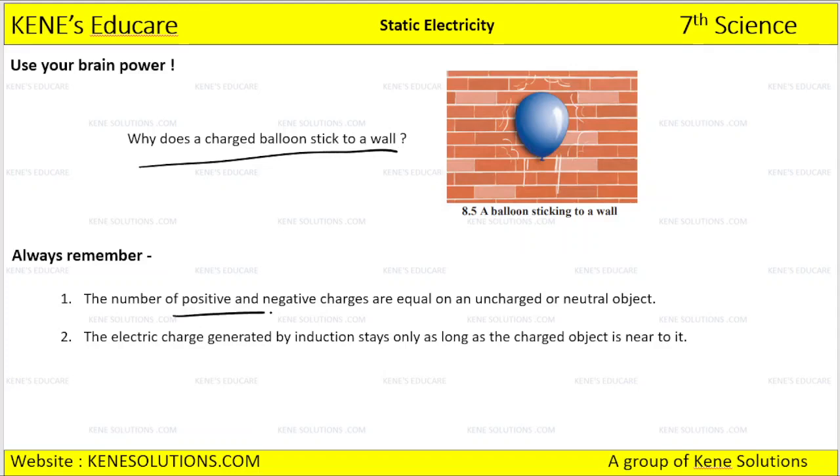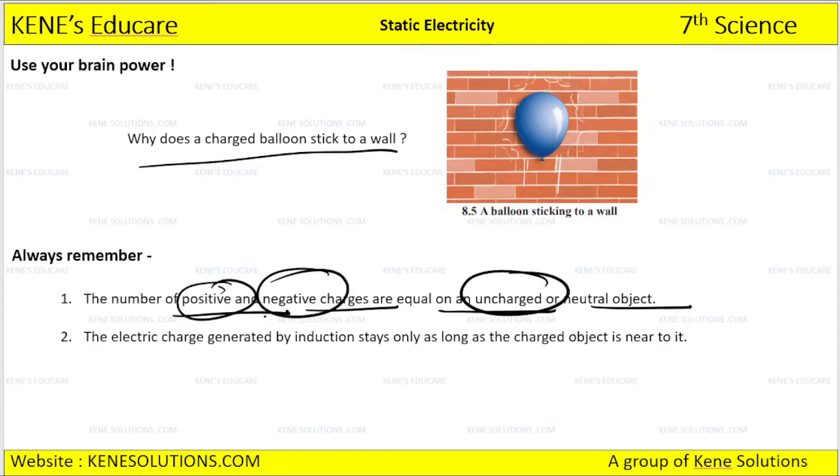Always remember, the number of positive and negative charges are equal on an uncharged neutral object. किसी भी neutral object पे, किसी भी uncharged object पे जो charge नहीं है, उस पे positive and negative charge same रहते हैं. The electric charge generated by induction stays only as long as the charged object is near to it. तो इलेक्ट्रिक चार्ज जो जनरेट होता है बाय इंडक्शन, वो तब तक ही रहेगा जब तक चार्ज ऑब्जेक्ट उसके पास है.